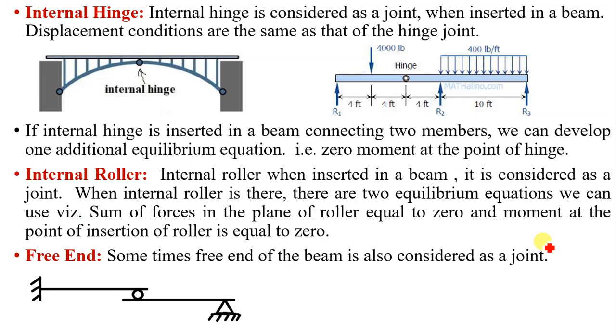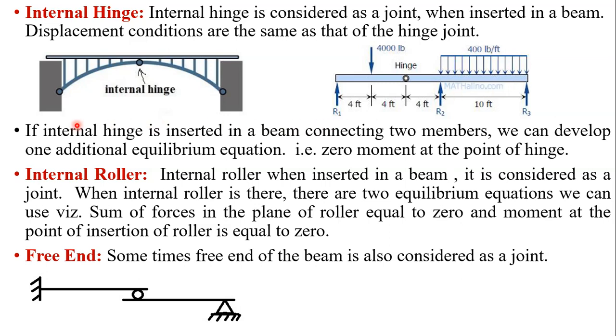Now the next joint is the internal hinge. Internal hinge is considered as a joint when inserted in a beam. Here a hinge is inserted in a parabolic arch. This is the internal hinge. In case of a beam, this is the internal hinge. This hinge is inserted in the beam. Displacement conditions at an internal hinge are the same as that of a hinged joint.